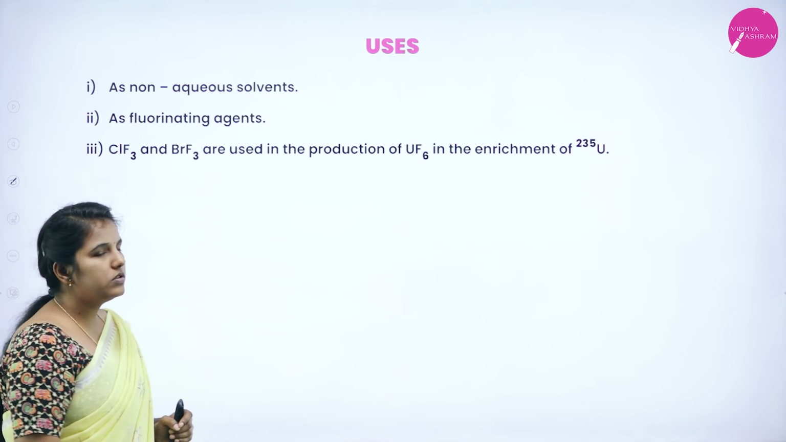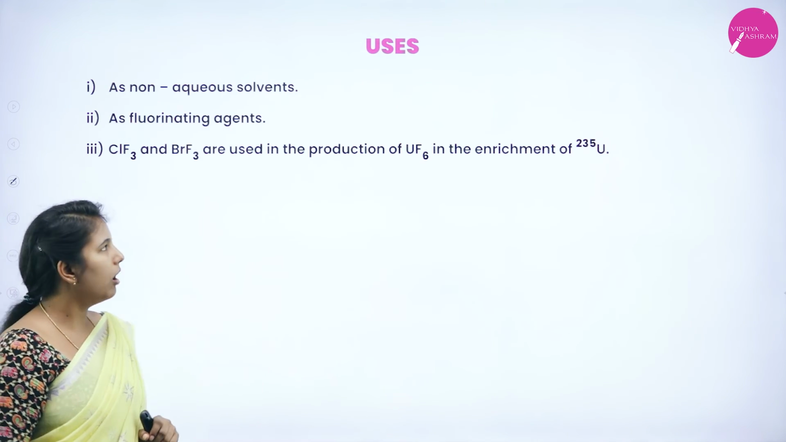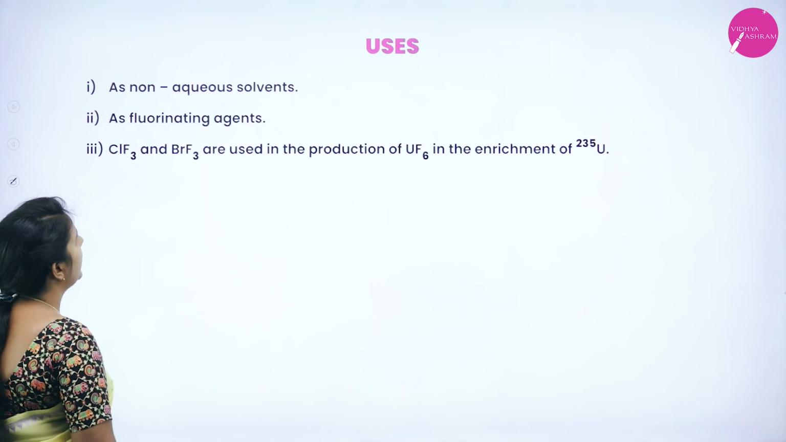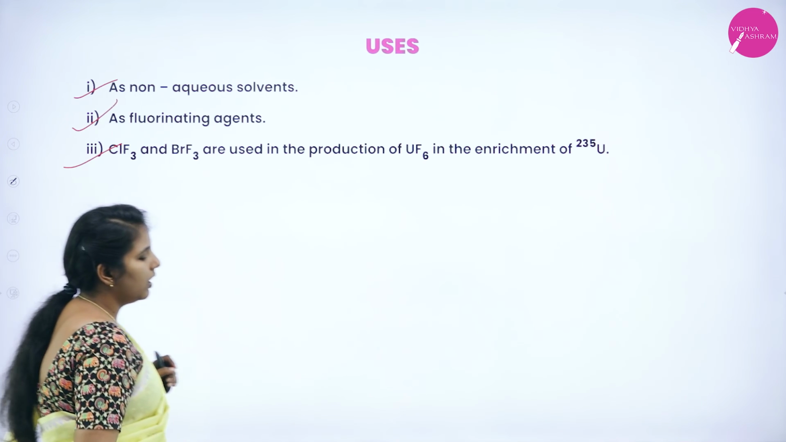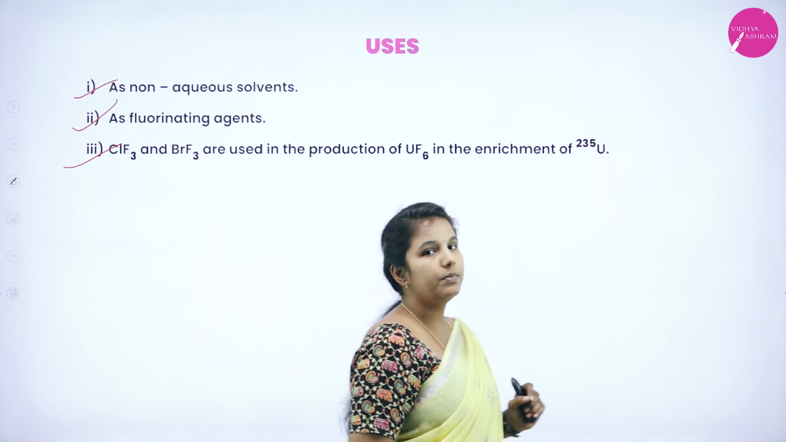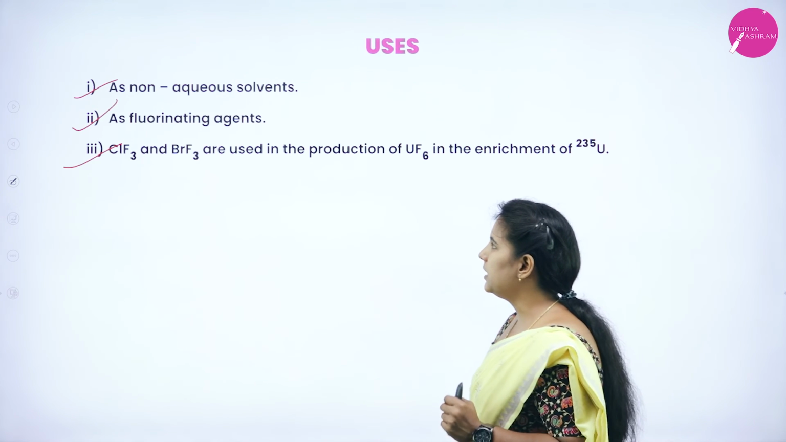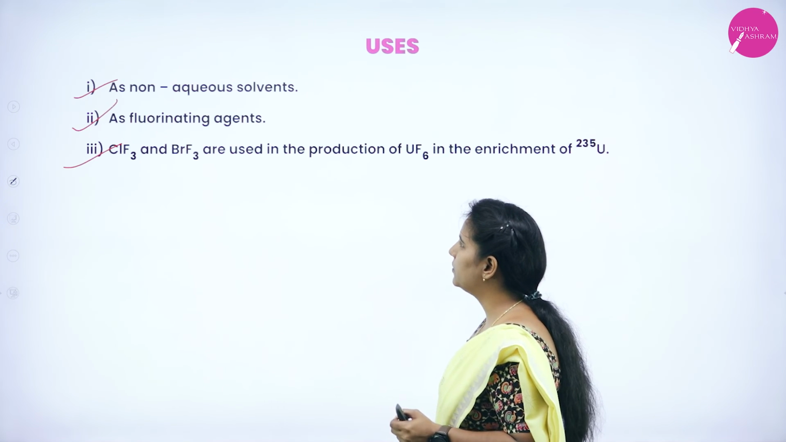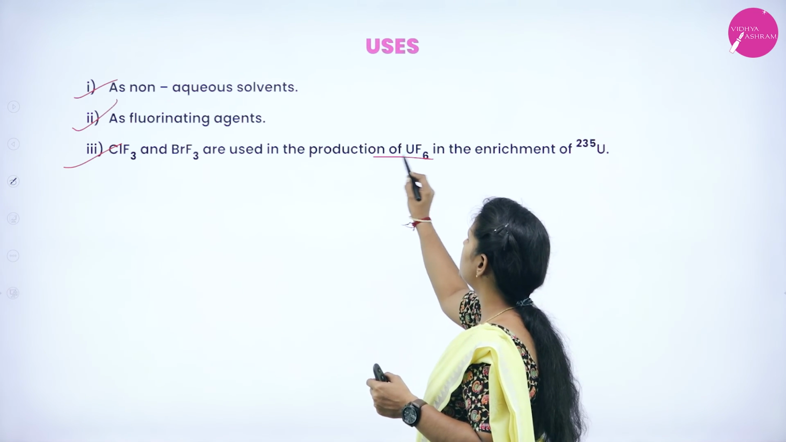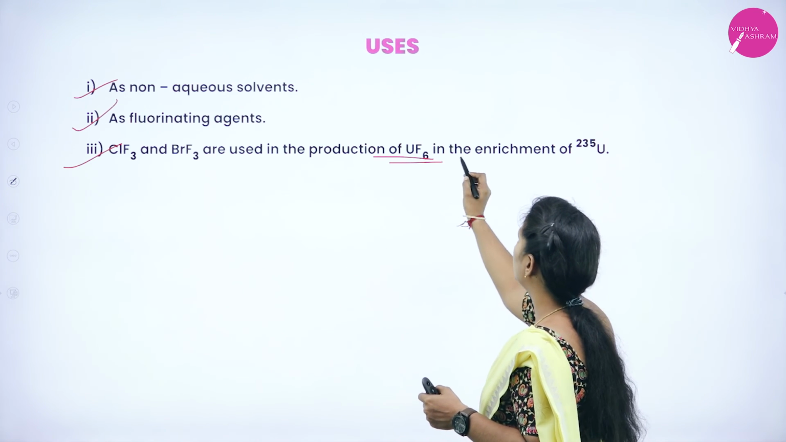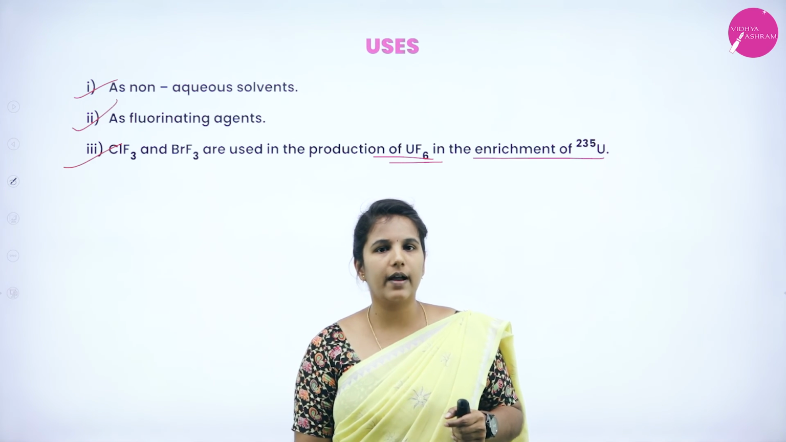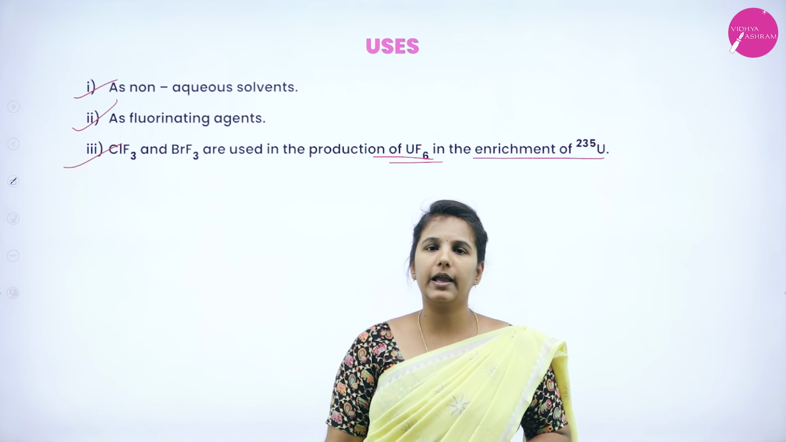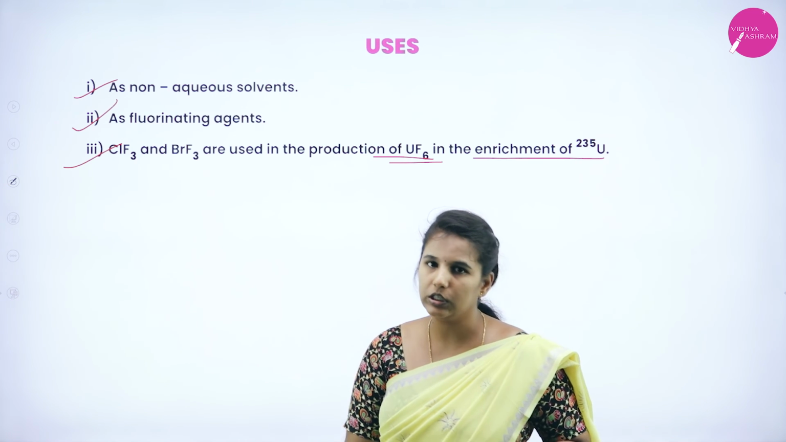Coming to the uses of these interhalogen compounds. They are non-aqueous solvents, and are greatly used as fluorinating agents in many reactions. ClF3 and BrF3 are used in the production of uranium hexafluoride in the enrichment of uranium-235. It is one of the important applications of these interhalogen compounds.